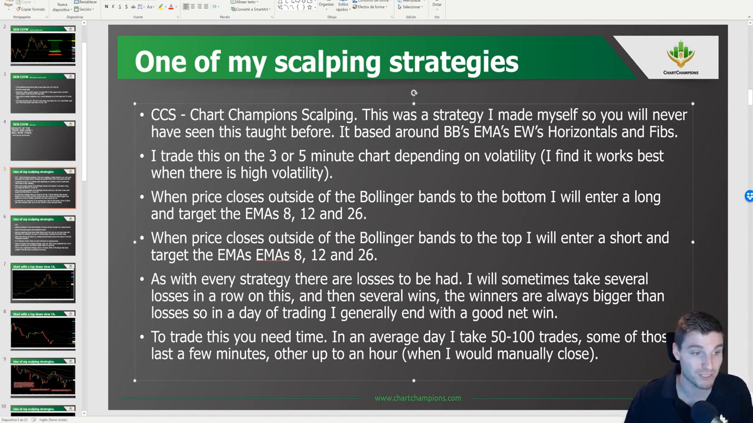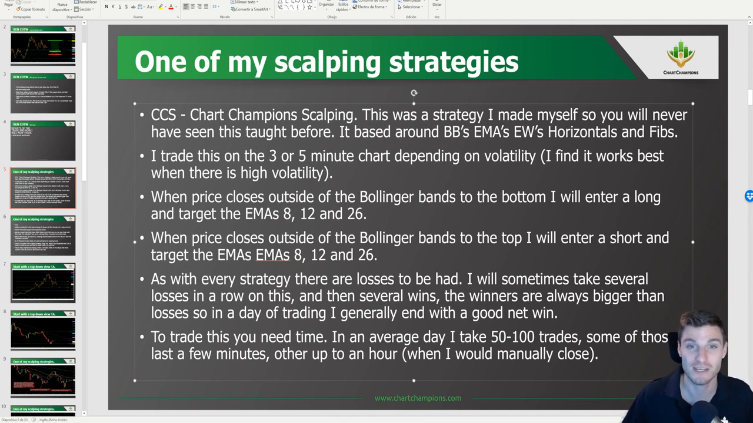And likewise, when price closes outside of the Bollinger Bands to the top, I will look for a short and target the 8, 12 and 26 exponential moving averages. This is a script that you've probably all seen before. I released this script ages ago on TradingView for free. So as with every strategy, there are losses to be had.